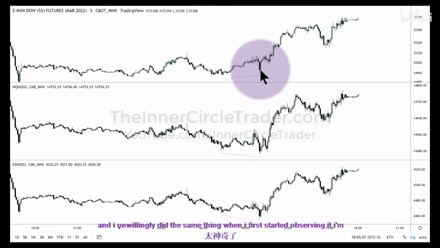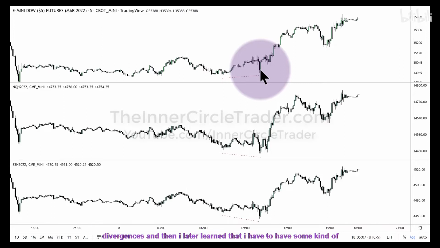And I unwillingly did the same thing when I first started observing it. I'm like, well, I don't need to do anything else. I just look for this. And it didn't work out well. Okay, I blew accounts. Yes, I'm not ashamed to say it. In the 90s, I blew accounts doing this very thing here, just looking for these divergences.